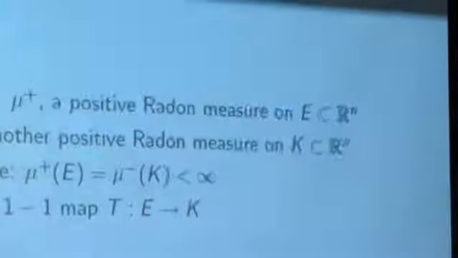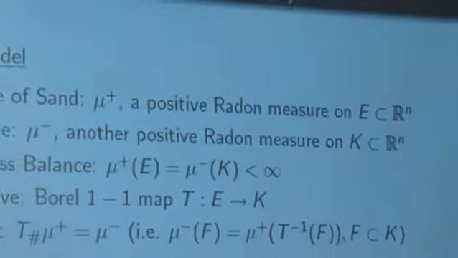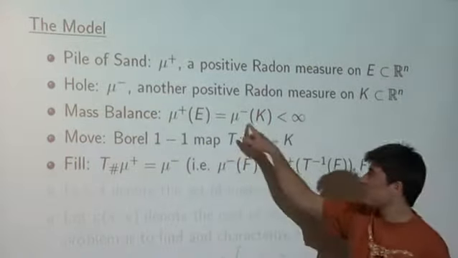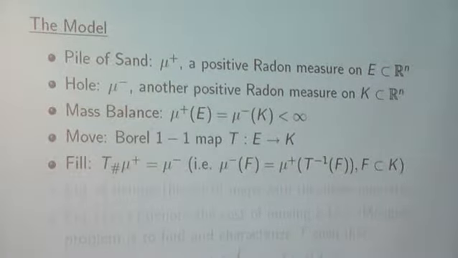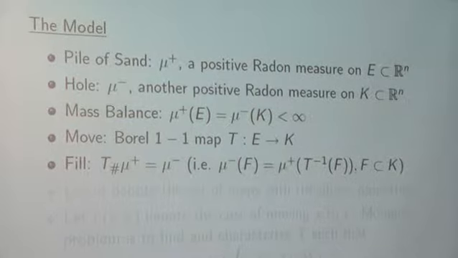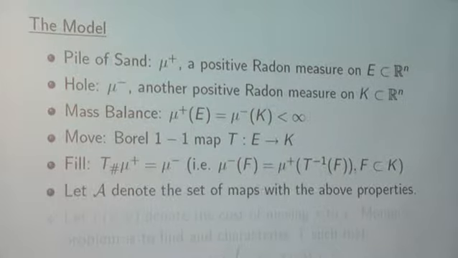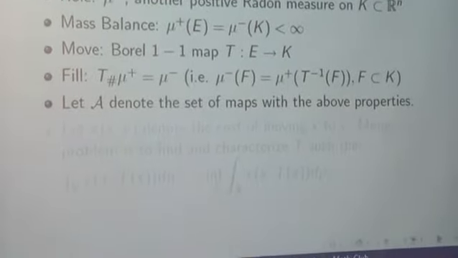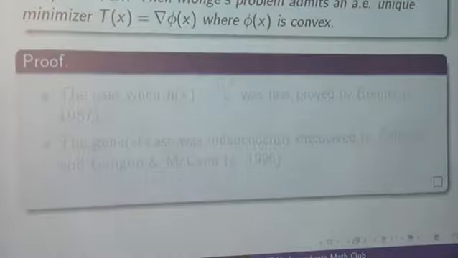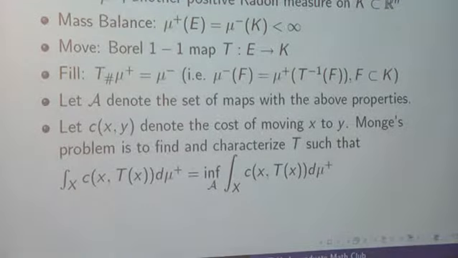Okay, so this is what I was talking about here. The hole has the same mass or volume as the sand. That's what this says. The move is a one-to-one Borel map that goes from E into K, from the sand into the hole. And then we require that infinitesimal volumes are preserved. So that's what it means that T pushes mu plus onto mu minus. And we want to minimize the cost. Okay, so that's what I wrote up there. Okay, good.